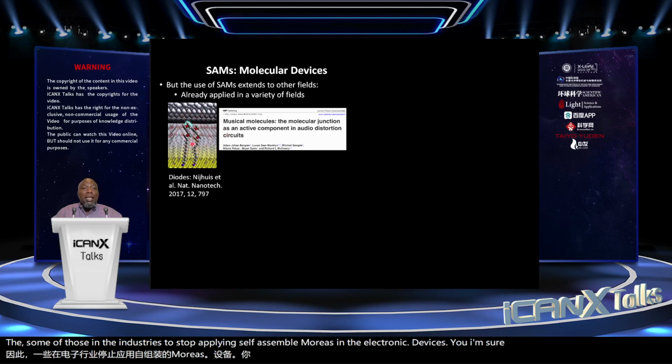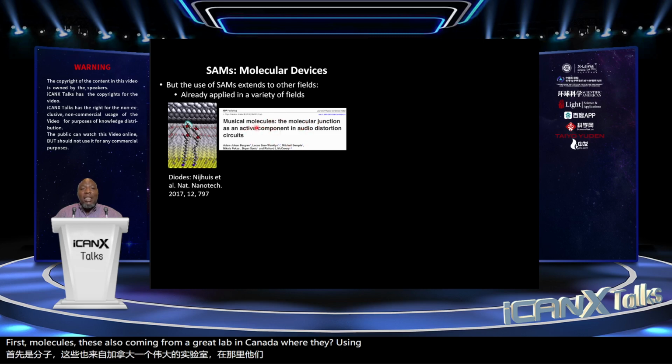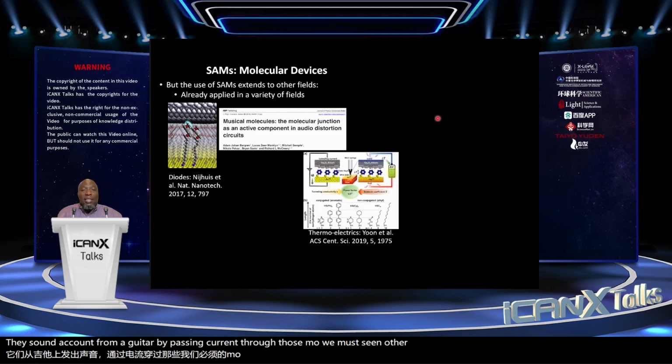Here I'm showing an example from Chris Nijhuis's lab in Twente, where they have made a very high rectifying system based on ferrocene molecules. There's also work coming from a great lab in Canada, where they're using the self-assembled monolayers in distorting and manipulating the sound that comes from a guitar by passing current through those monolayers. We've also seen other advances in thermoelectrics from Yoon's group.